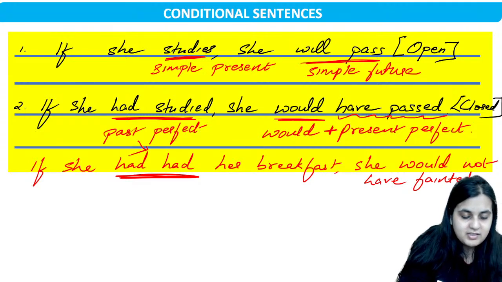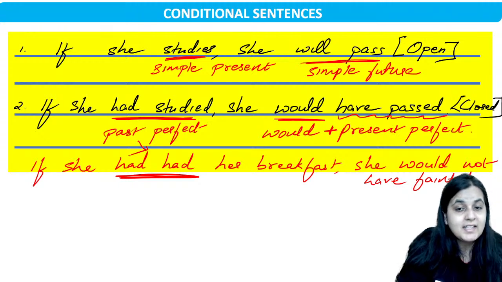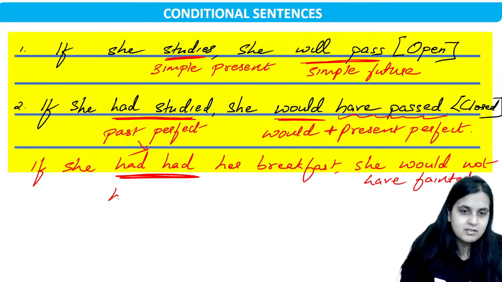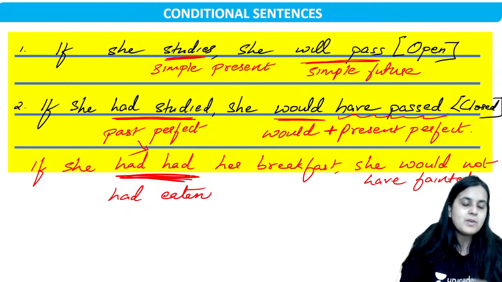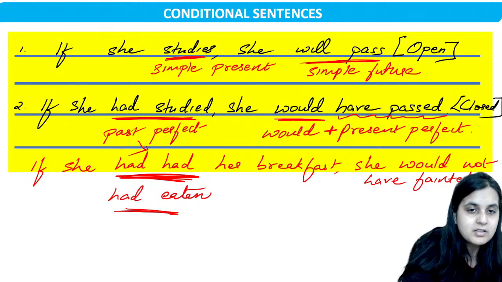Yeah, that's also correct, Nupur. Two hads are nothing but the past perfect tense of have. It's correct, Ritz. You can also say if she had eaten her breakfast. That's also correct. You can just say if she had had her breakfast. Two hads are also past perfect. Had eaten is also past perfect. Got it? Clear. Here study is the verb, here eat is the verb, here had is the verb. That's the only difference. Okay.